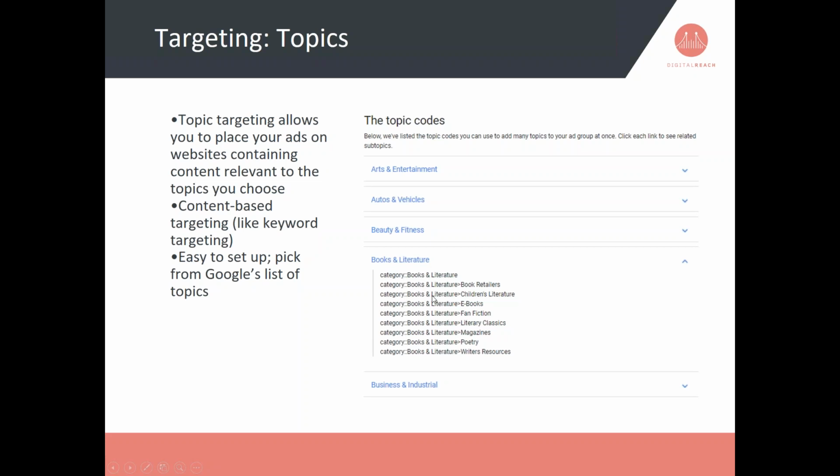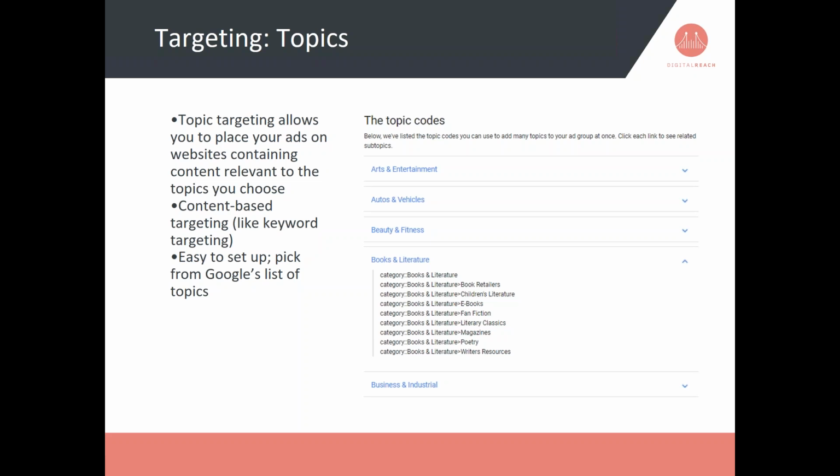Like in books and literature, you have retailers, children's literature, ebooks, fan fiction, literary classics, poetry, all kinds of different subsections of books and literature. There's hundreds and hundreds of topics on this page. I've actually never had a client that wasn't able to find a topic that was somewhat close to what they do.